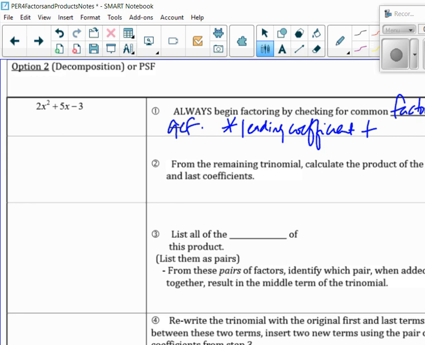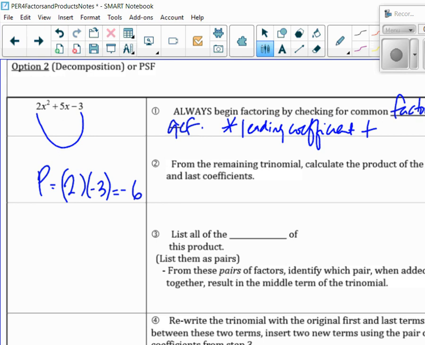Okay, so from the remaining trinomial, calculate the product of the first and the last coefficients. So this is where PSF comes from, the first and the last. P is 2 times negative 3 gives me negative 6. Does everybody see how I got that? Maybe I shouldn't put an x in there, just so that we're not getting confused with the other x's. So 2 times negative 3 is negative 6. Okay?